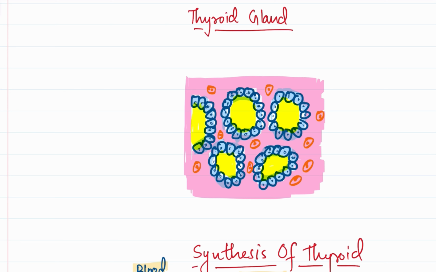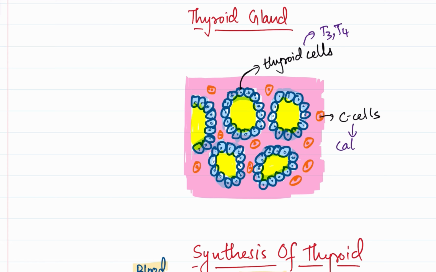To begin with, here we have a histologic section of the thyroid gland, which contains the thyroid follicles with the thyroid cells. These thyroid cells are responsible for the secretion of T3 and T4, which are our thyroid hormones. Apart from it, we have the parafollicular C cells, and they are responsible for secretion of another hormone, which is related to calcium metabolism, that is calcitonin.